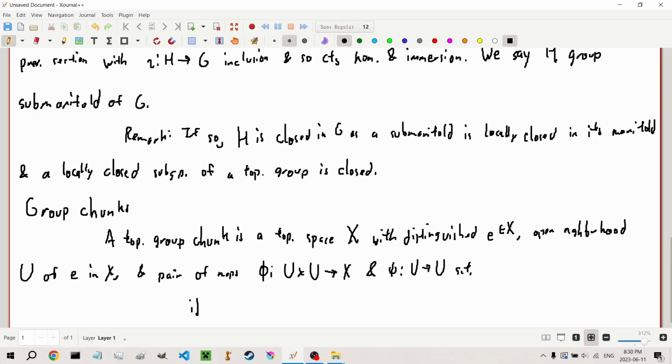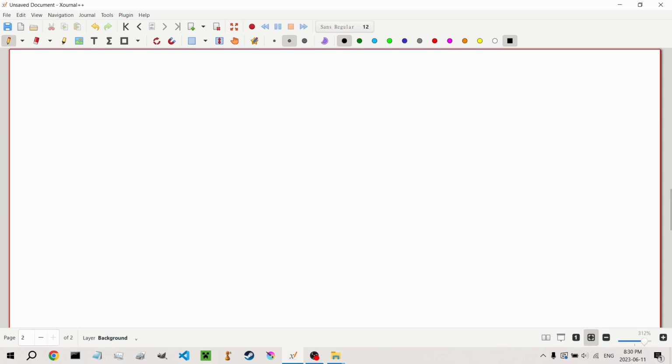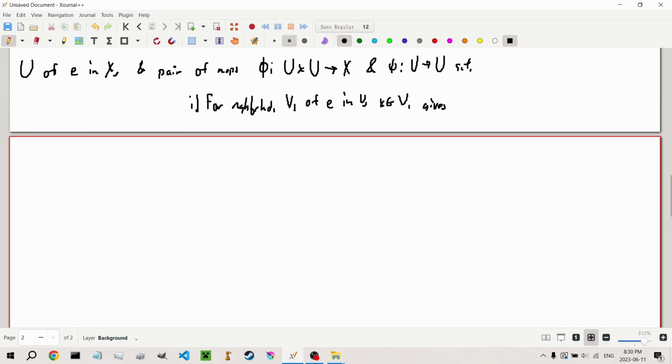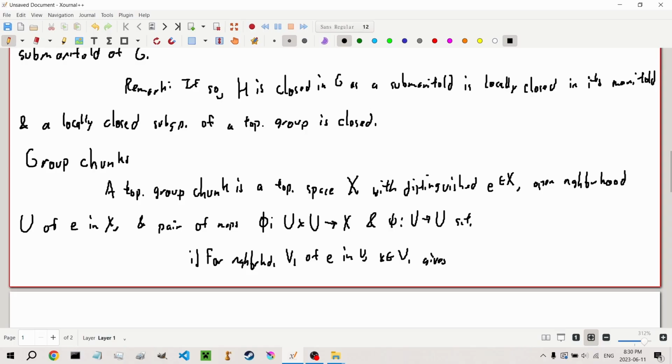okay, first off, for a neighborhood V1 of e in U, x being in V1 gives that phi of x comma e is phi of e comma x.